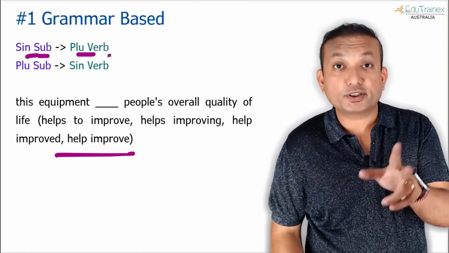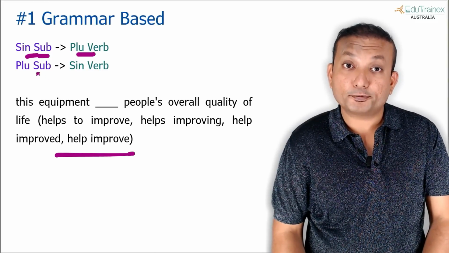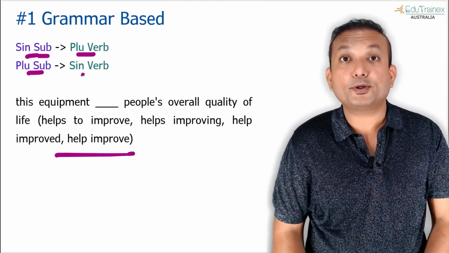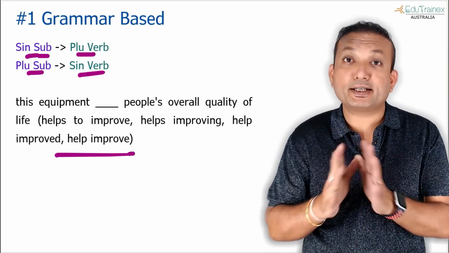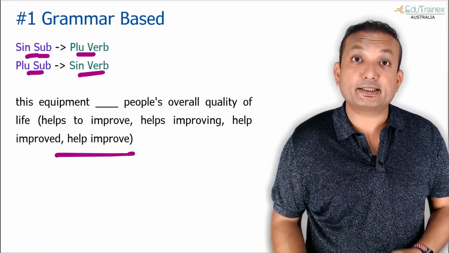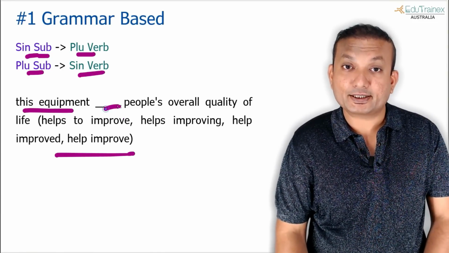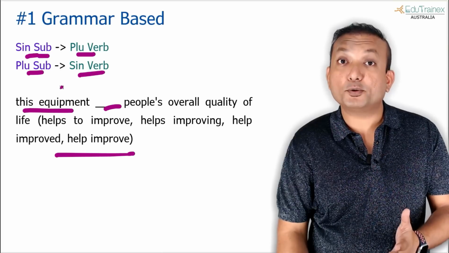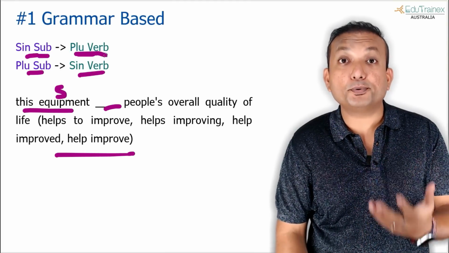In active voice, you do subject, verb, object everywhere. So that is the pattern you have to follow. Plural subject will always have singular verb. Now this is a universal rule. This never changes. Now see the question. This equipment dash. So this is a singular subject. So which one do we have to use? We have to use a plural verb.